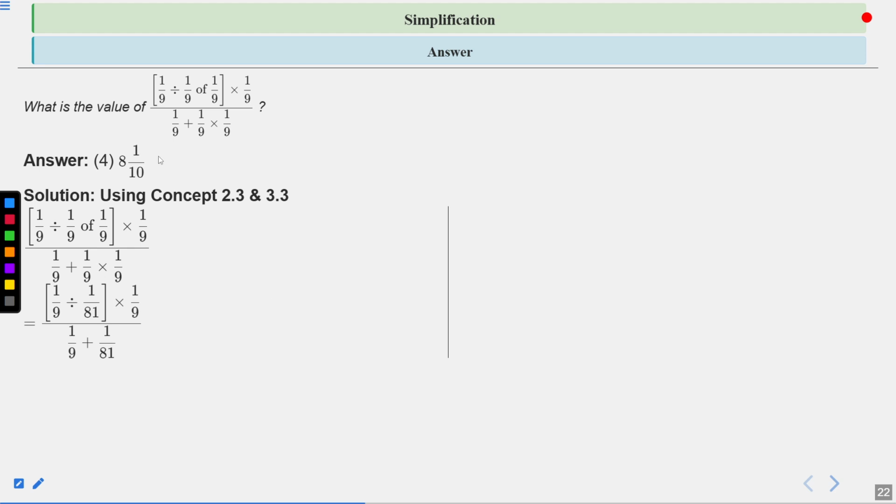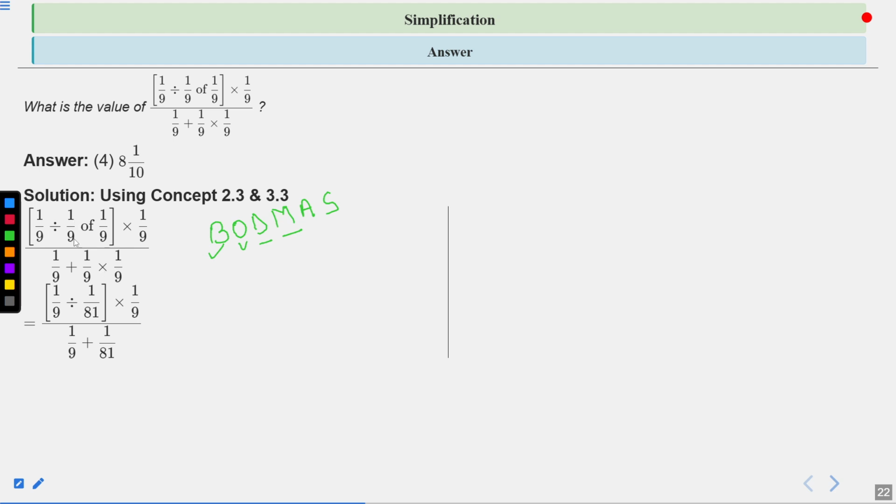So in BODMAS we know the order is bracket, of, division, multiplication, addition and subtraction. First we solve the bracket, then we multiply, then we divide. "Of" represents multiplication, so we solve it first, then division, then simple multiplication, then addition and subtraction. So we use it in this.